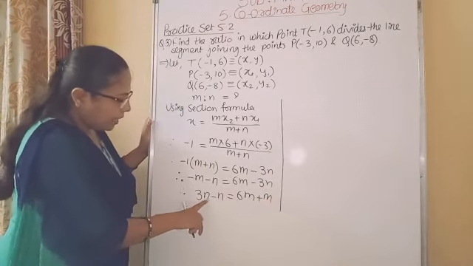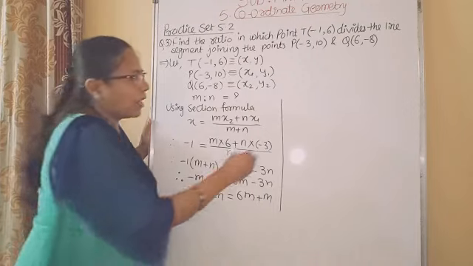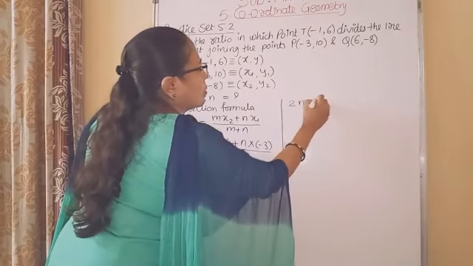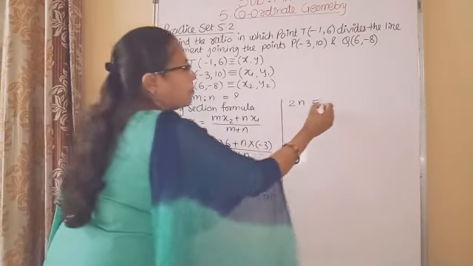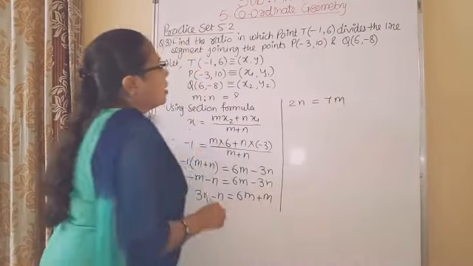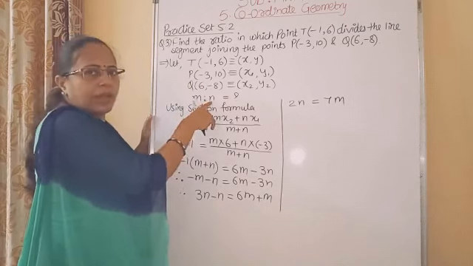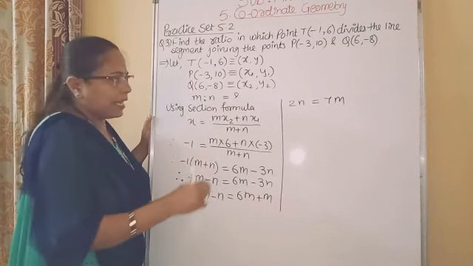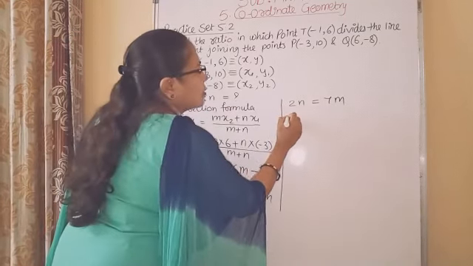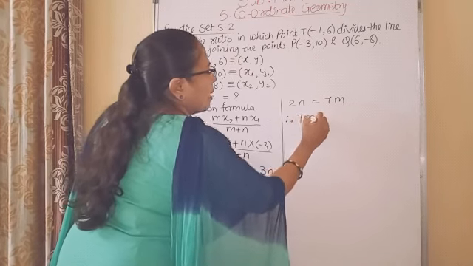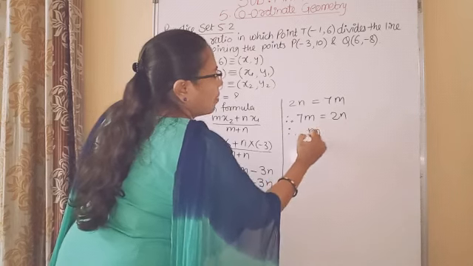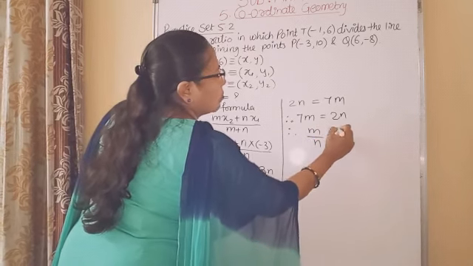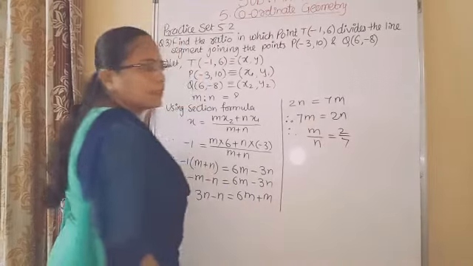Now here, 3n minus n is 2n, equal to 6m plus m, 7m. Now we want the ratio m is to n, means m upon n. So this we will write: 7m is equal to 2n. Therefore m upon n is equal to 2 upon 7.